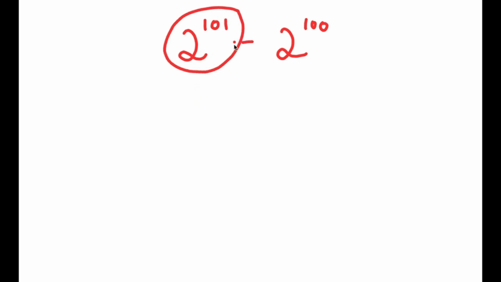Alright, so in this video, I'm going to be solving the problem 2 to the power of 101 minus 2 to the power of 100. To solve this problem, I'm going to first start by rewriting 2 to the power of 101 as 2 to the power of 100 plus 1.